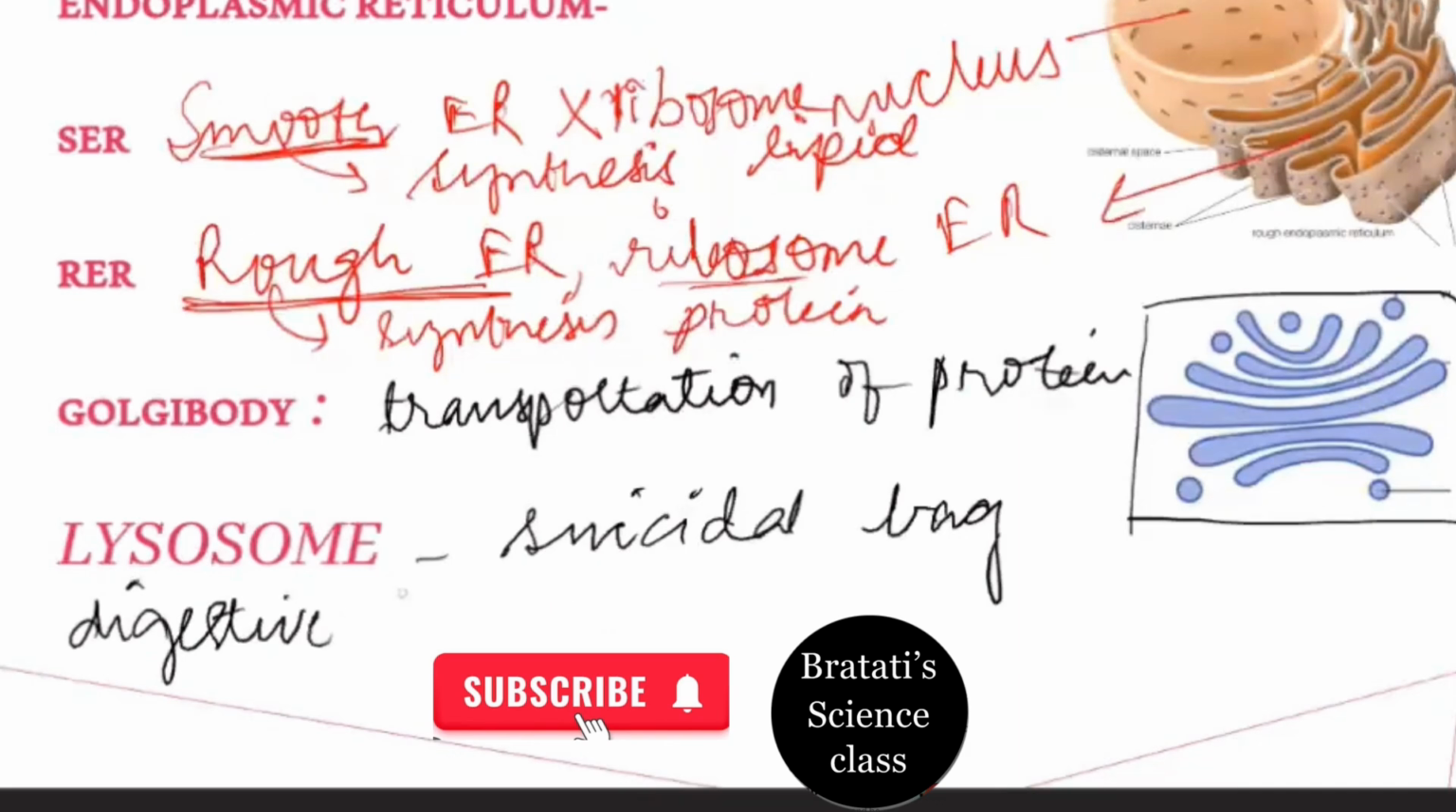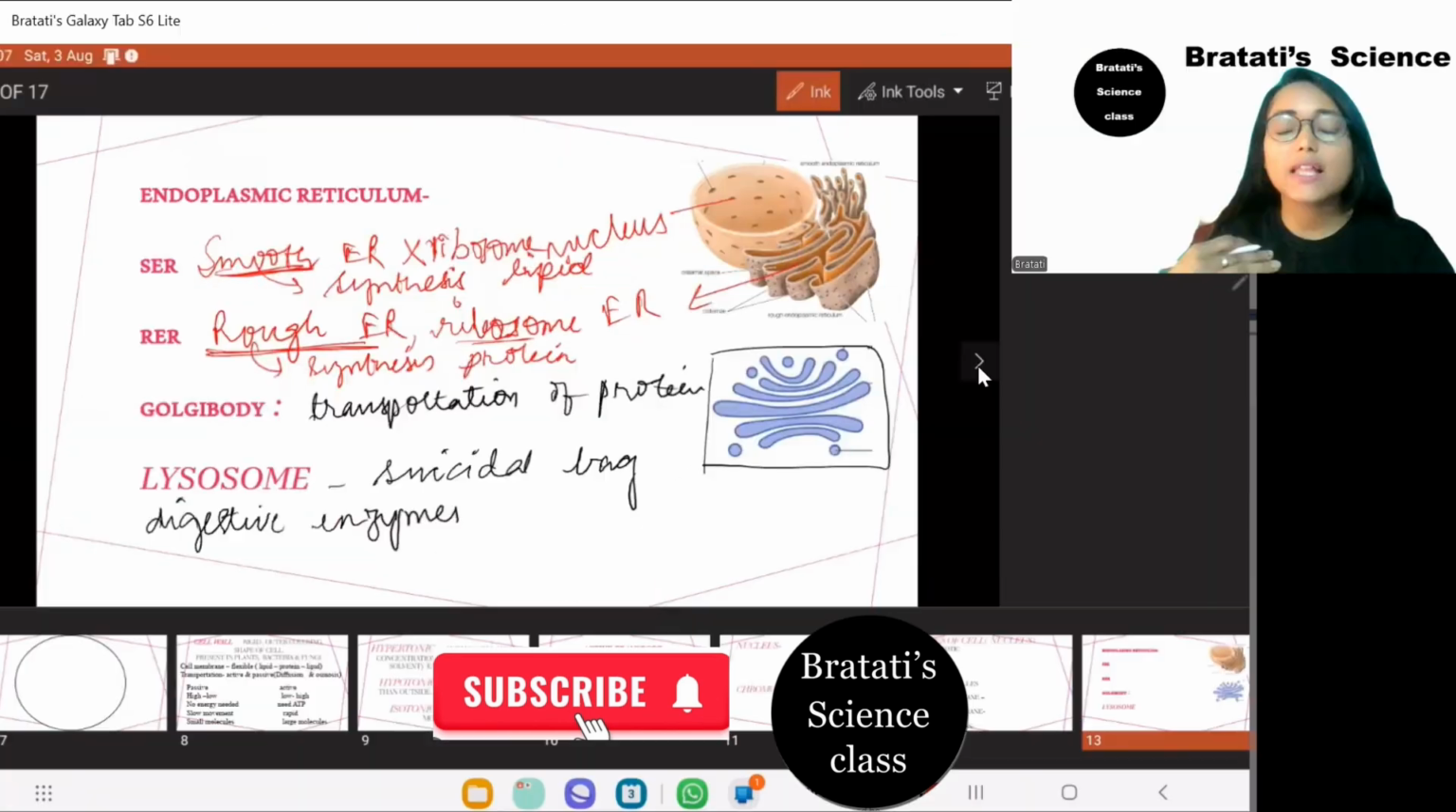Black ink, digestive enzymes, and sometimes they eat their own cells. Okay, and then they help in digesting the waste material also.